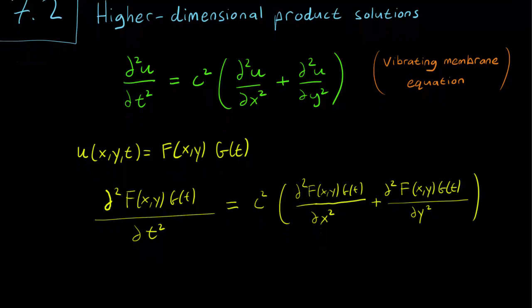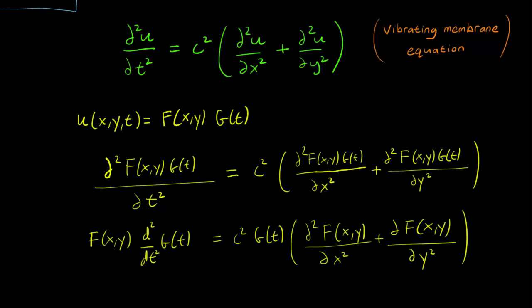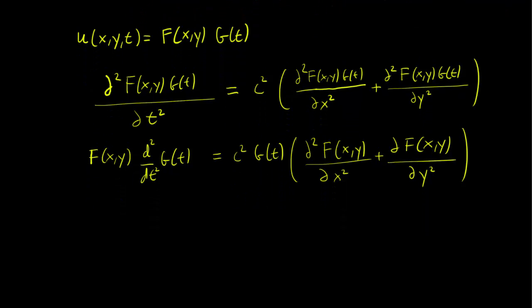And once more, we can pull out constant terms, like on the left side, f(x, y) is constant with respect to t, so we can pull that out, and we are left with this. So we have f(x, y) times the second derivative of g, equals c squared g(t) times the Laplacian of f. And we can perform a similar trick, of course.